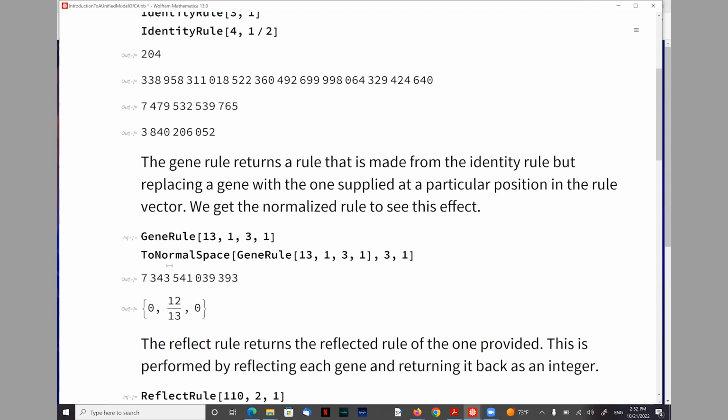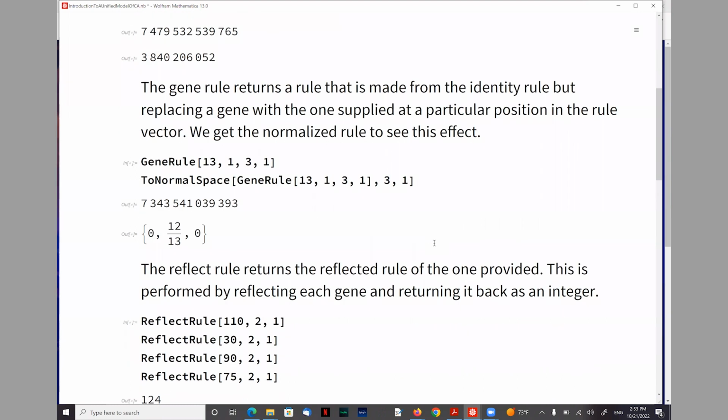If I actually do the normal space of that, you can see that the other parts are 0, but this one here has that gene. 13 is actually 12/13 in the normalized space. So as you can see, the identity rule in this normalized space is 0, 0, 0, 0. The vector 0 always gives you the identity rule when you bring it back from normalized space.